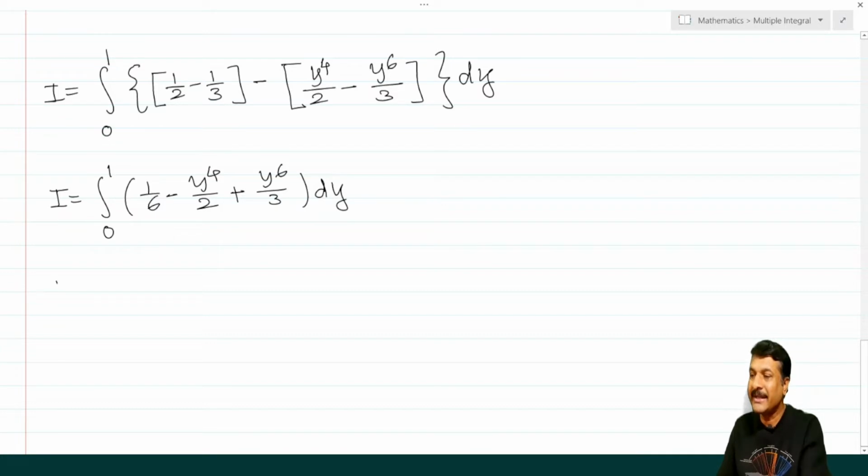So now integrate with respect to y. I am getting 1 by 6 constant into y minus 1 by 2 y raised to 5 by 5 plus 1 by 3 as it is y raised to 7 by 7, lower limit 0, upper limit 1.